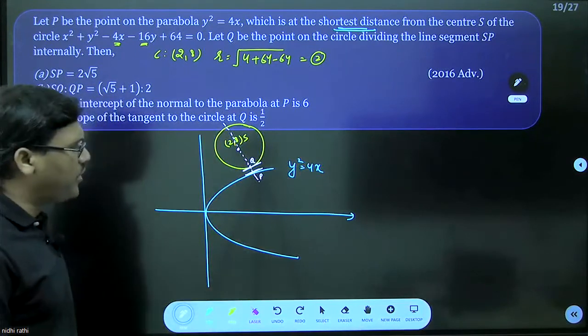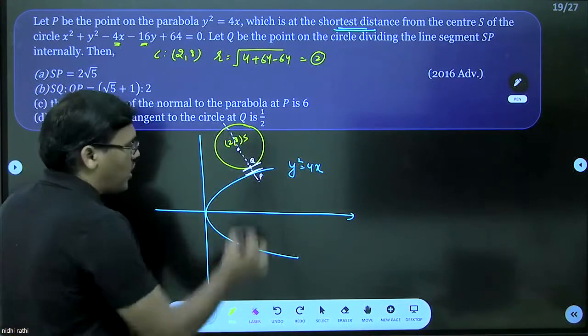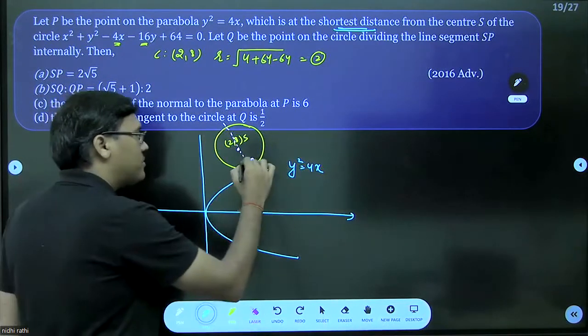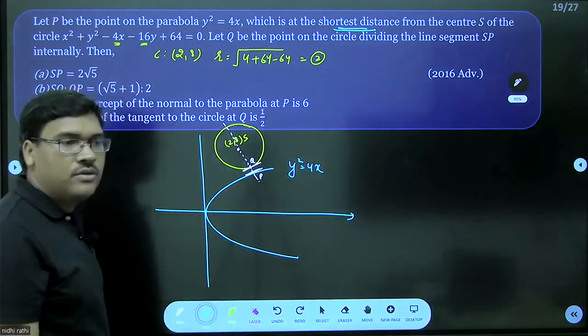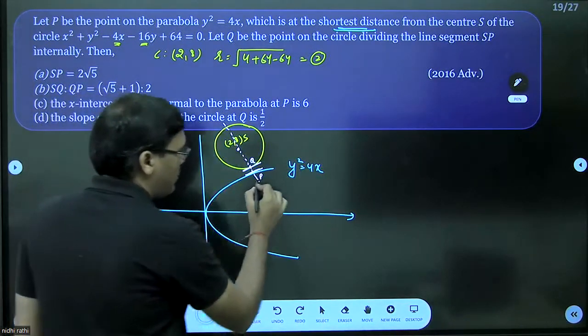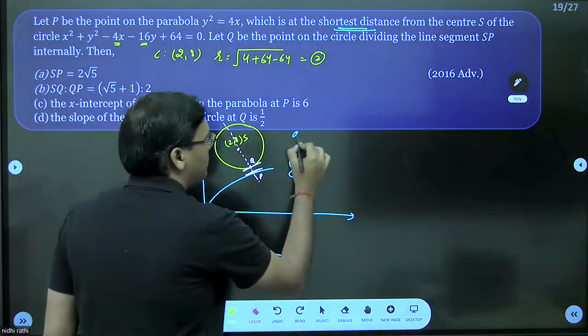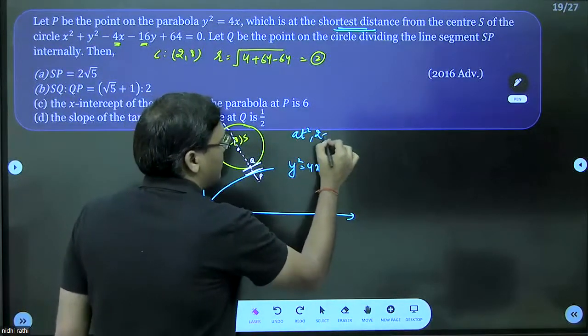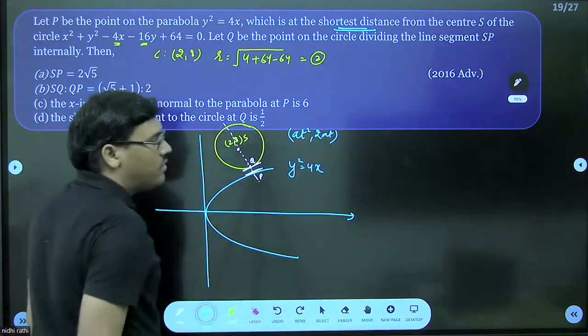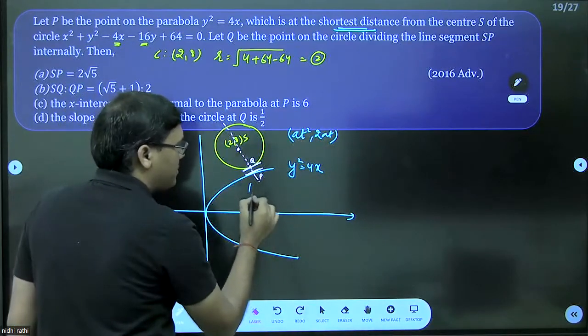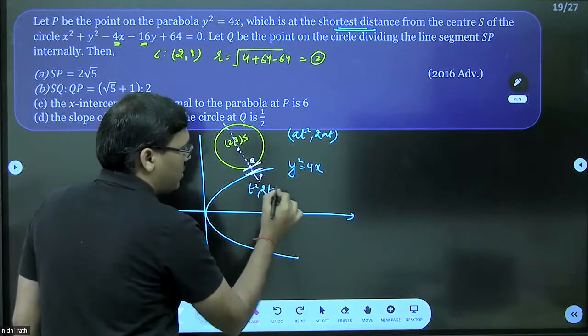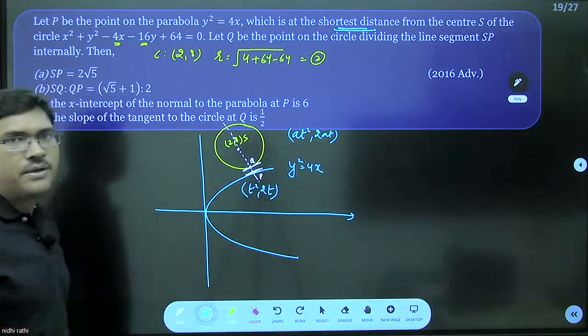Now how will you get point P? This is the common normal, that is, this is normal to circle as well as parabola. So now see, any point on this parabola y square equal to 4x, can we say this is at square, 2at. What is a? A is equal to 1? That means this is the point t square, 2t. This is the point on the parabola.